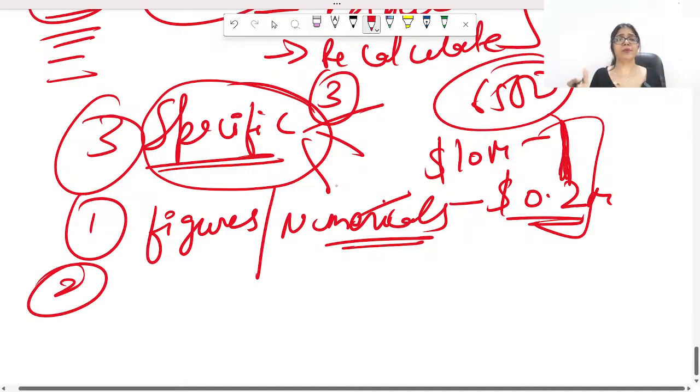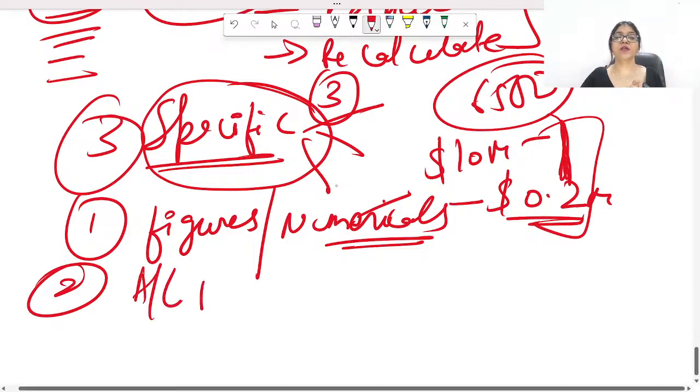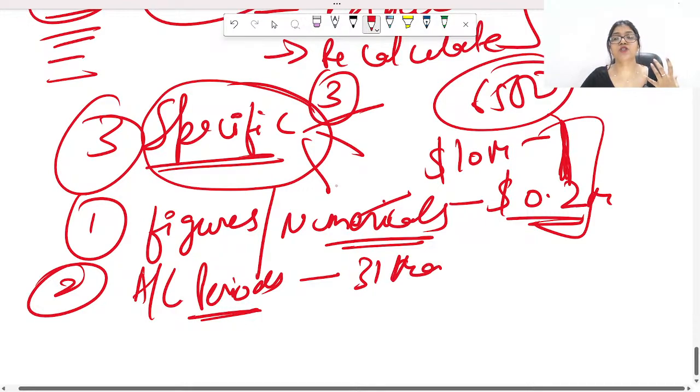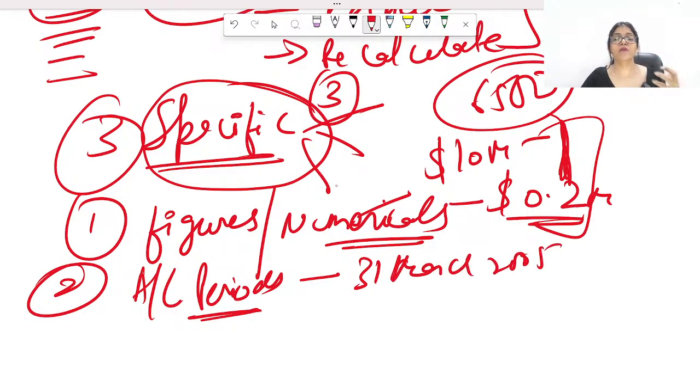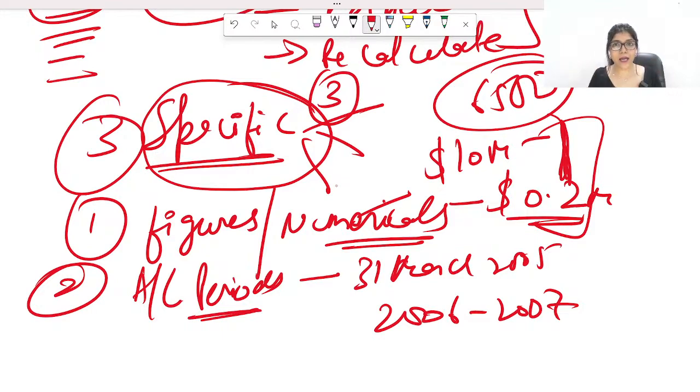Now sometimes what happens is we are given only one figure, and we have already made our substantive procedure from it. Now I cannot use more of the numericals, right? So in those cases you can also use accounting periods which are given to you. Accounting periods, like they tell that year end is 31st March 2005, and they give you another year end, that we will audit 2006 to 2007, or whatever. So accounting periods are given to you. So in those cases again you can use these accounting periods.